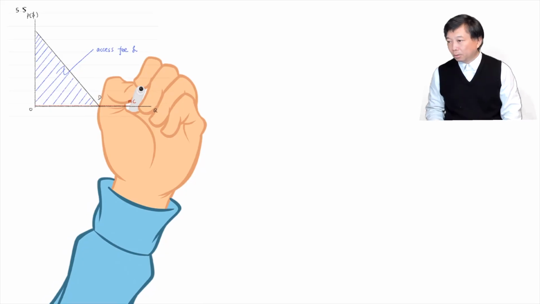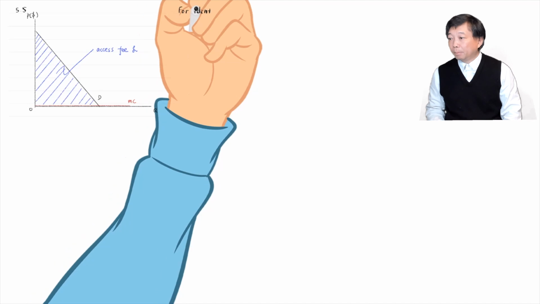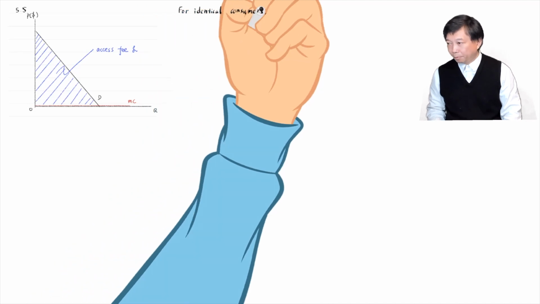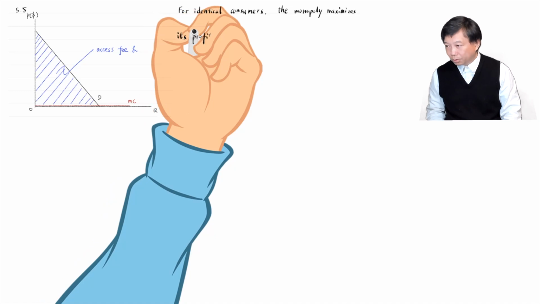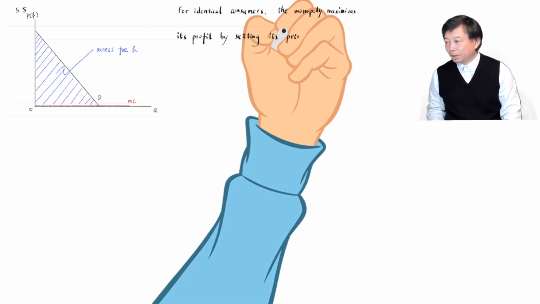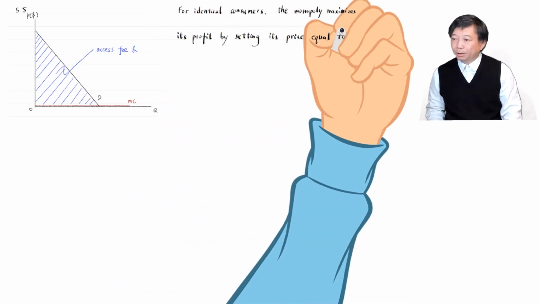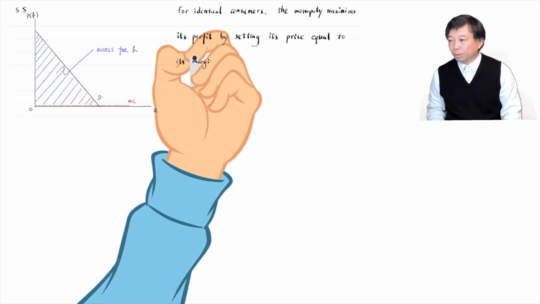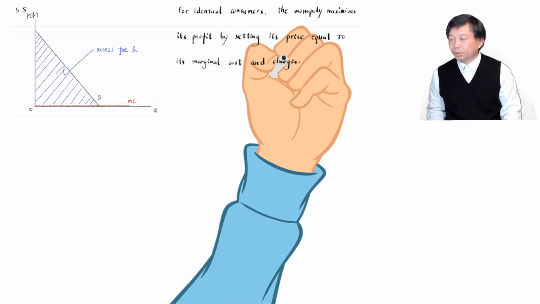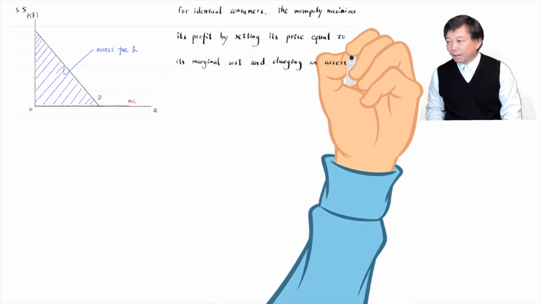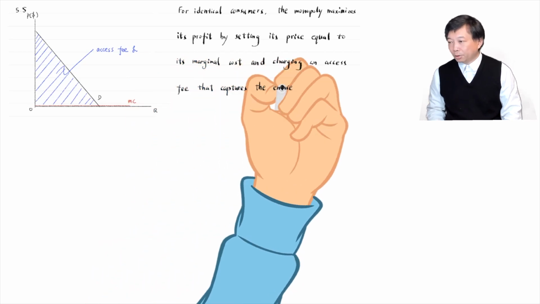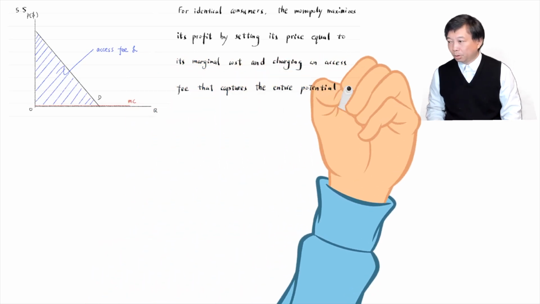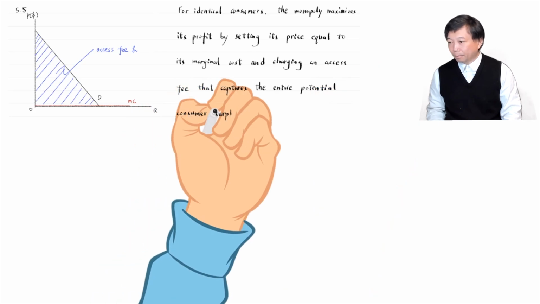For identical consumers, the monopoly maximizes its profit by setting its price equal to its marginal cost and charging an access fee that captures the entire potential consumer surplus. So, iTunes should set its price per song to zero and charge an access fee equal to the blue triangle area.